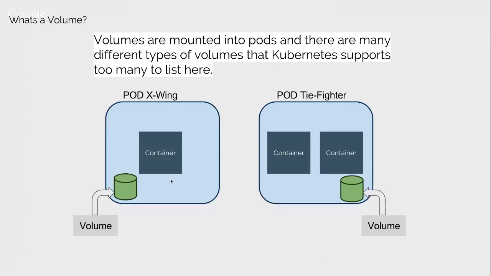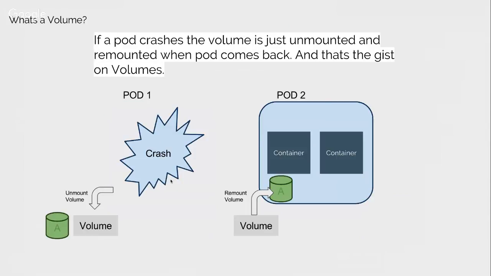The volumes are mounted into the pod, and there are a lot of different volumes that Kubernetes supports. The list is really long, and there are different ways that you can persist data. But the gist of it is that the volumes are mounted into the pod. So if a pod crashes, as you see over in pod 1, oh, oops, it crashed, it unmounts that volume, and then when the pod comes back up, it just remounts the volume, and there's all your data.